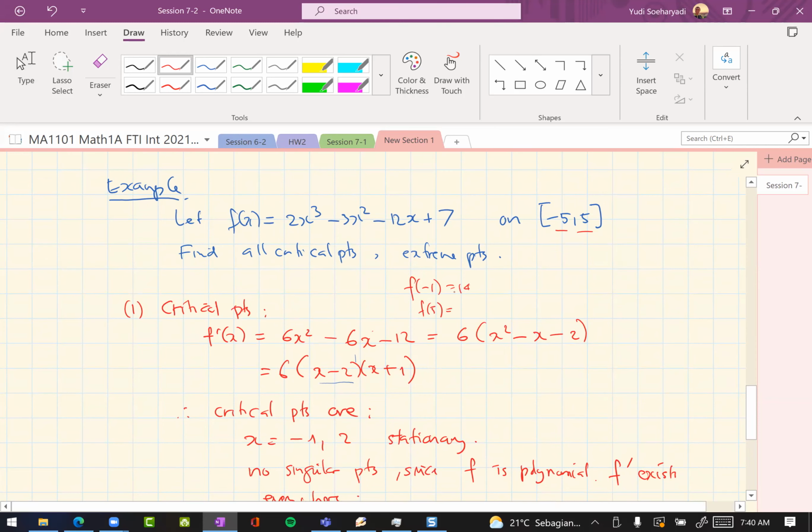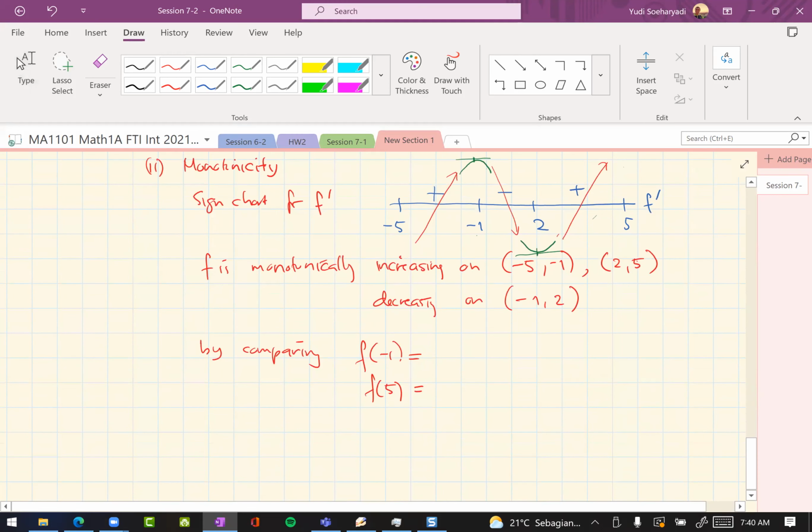F(5). Oh, this is going to be a big number. 5, this is 125, so 250 minus, this is 25. 100 what? 122. Okay.